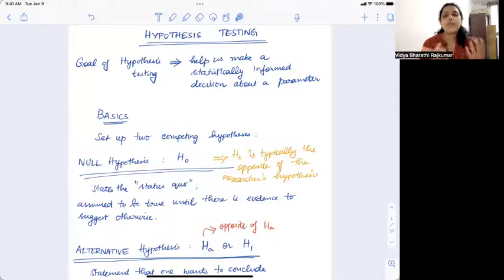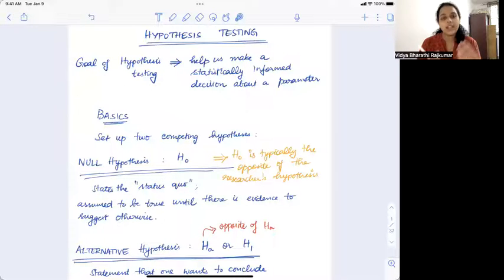Now, what do these terms mean? What is a hypothesis and how do you go about testing a hypothesis? Hypothesis, in simple terms, refers to a guess. So whenever we guess something, we could guess something about a particular population, and in statistics parlance, we could say that we are hypothesizing about a particular population characteristic.